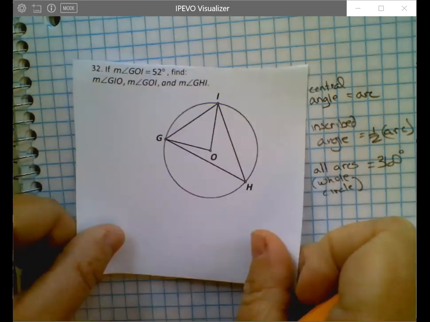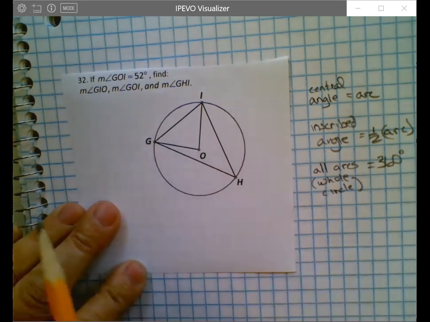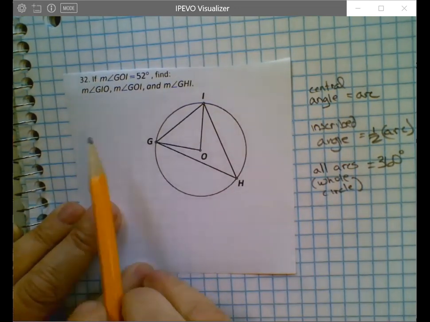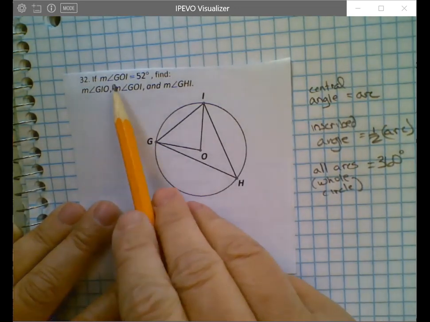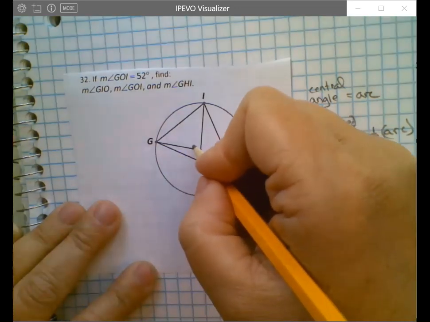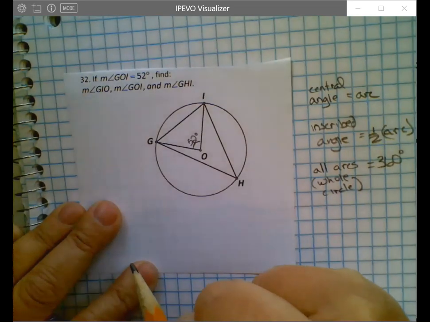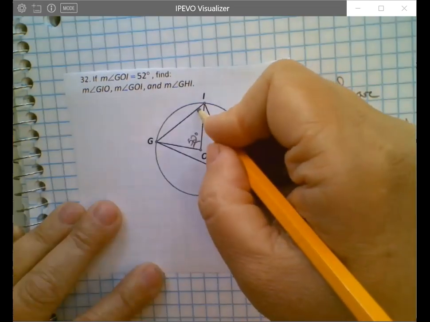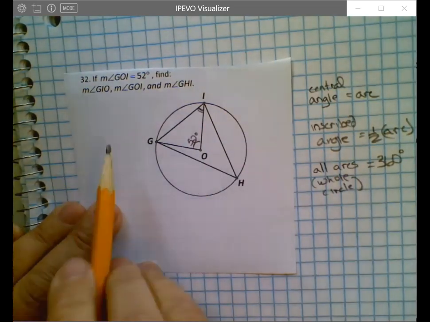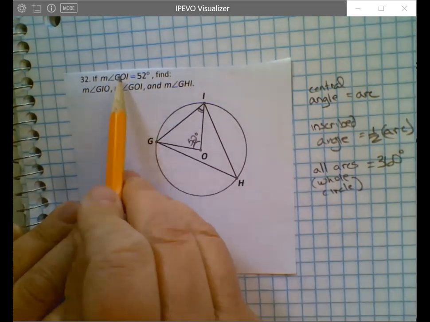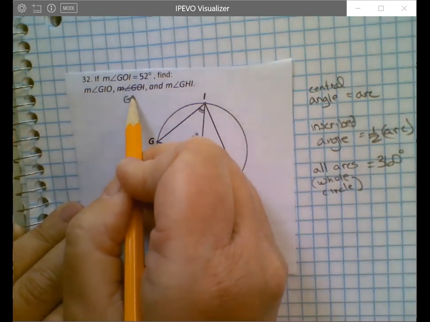All right, last problem for this video. I'm going to label what I have. So, pretty sure there's a typo in this one, but let's say measure of angle GOI is 52 degrees. That's this angle right here. Find measure of angle GIO. That's this angle right here. I think this should be asking not for the angle again, which we already know, but for the arc GI.